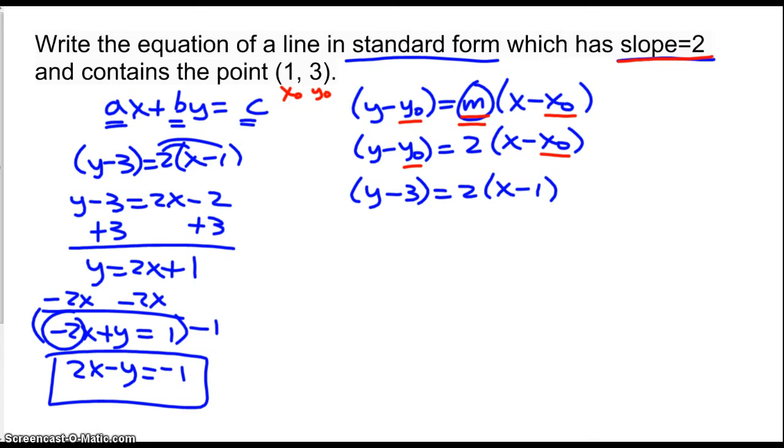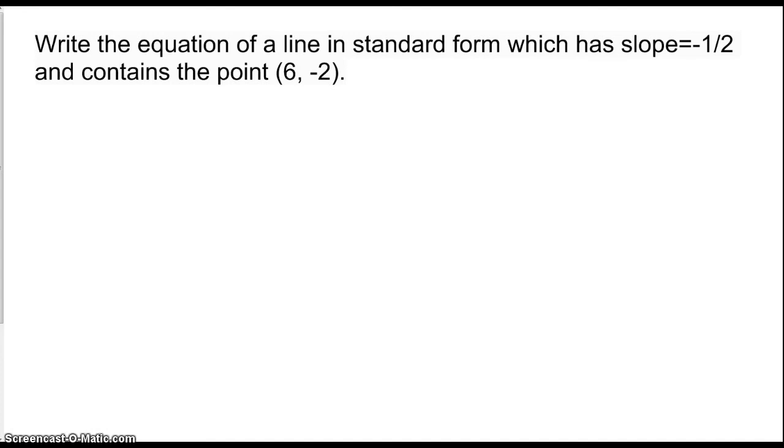I think let's start the next example, and then we'll pick it up in the next video. We might not finish this example before we run out of time here. Write the equation of a line in standard form which has a slope and contains the point. You know what? Try this on your own, and then unpause the video and we'll see.